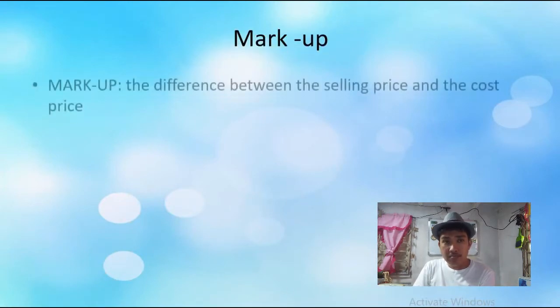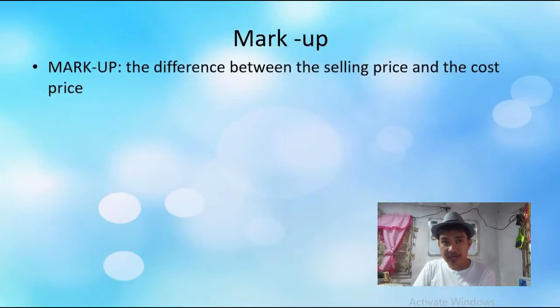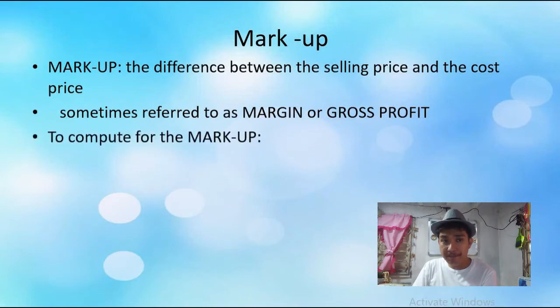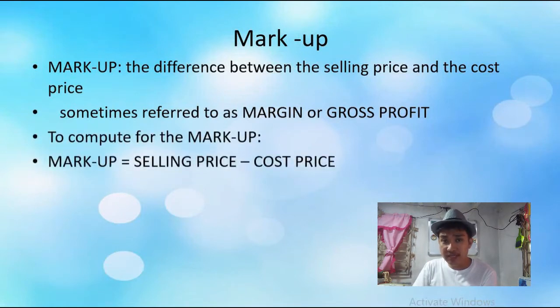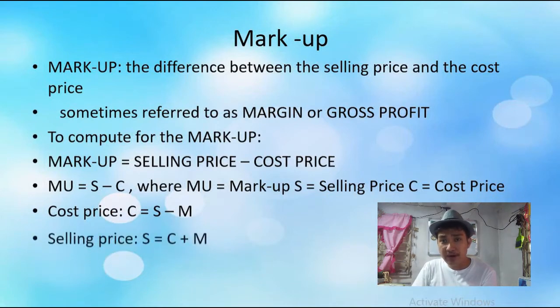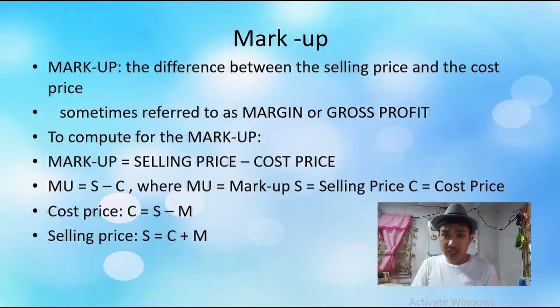Markup: the difference between the selling price and the cost price, sometimes referred to as a margin or gross profit. To compute for the markup, markup is equal to the selling price minus cost price. So MU is equal to S minus C, where MU is the markup, S is the selling price, and C is the cost price. Cost price C is equal to S minus M, and selling price S is equal to C plus M.